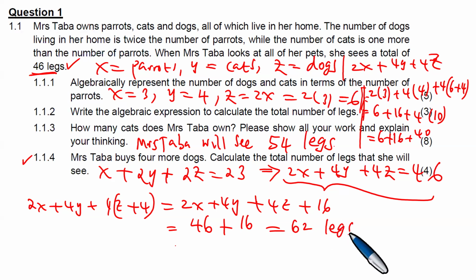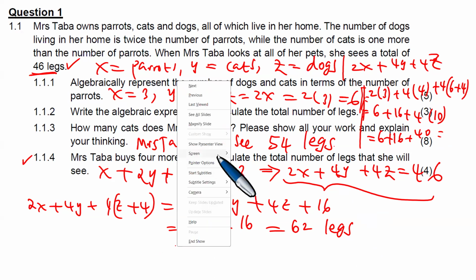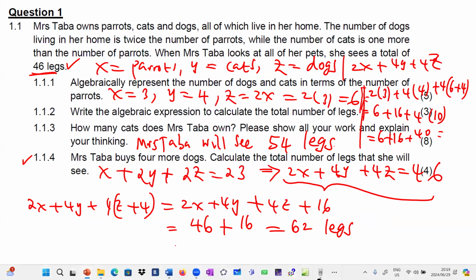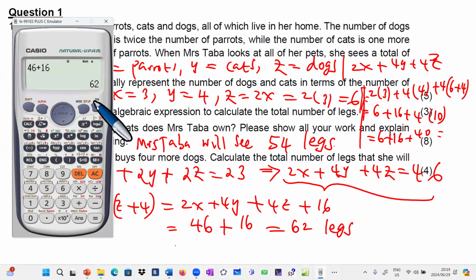62 legs in all. But now, we did this one here. We added, out of the 6 dogs, 4 more dogs, and we have 6 plus 4 is 10. Okay, because these methods must give us the same answer. It doesn't really matter what method you use. So anyway, I'm just using the calculator to make sure that we make no mistake here.